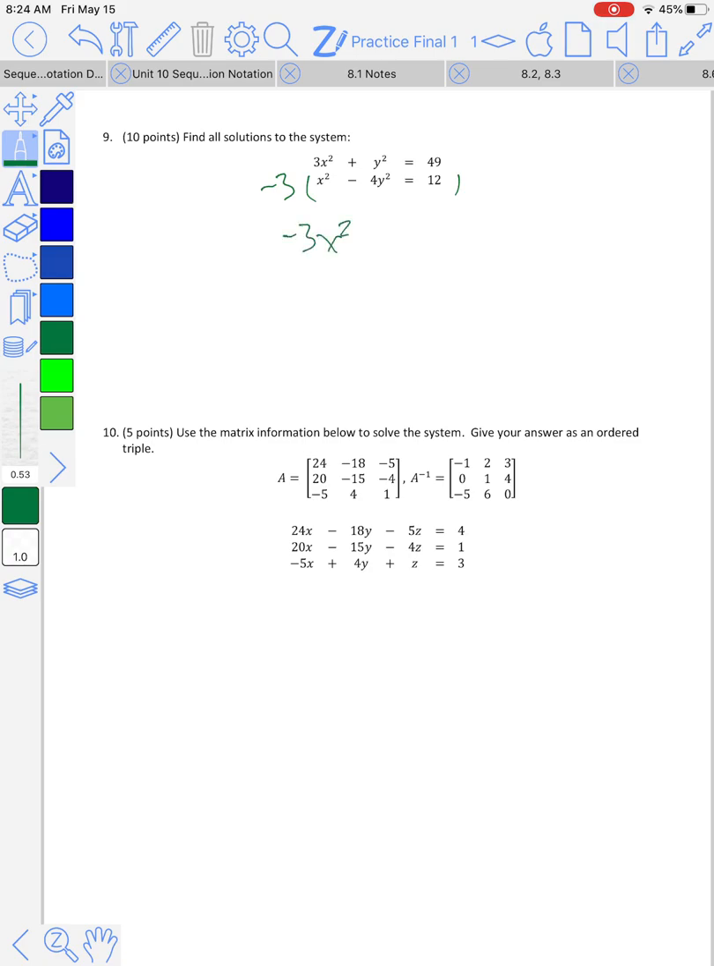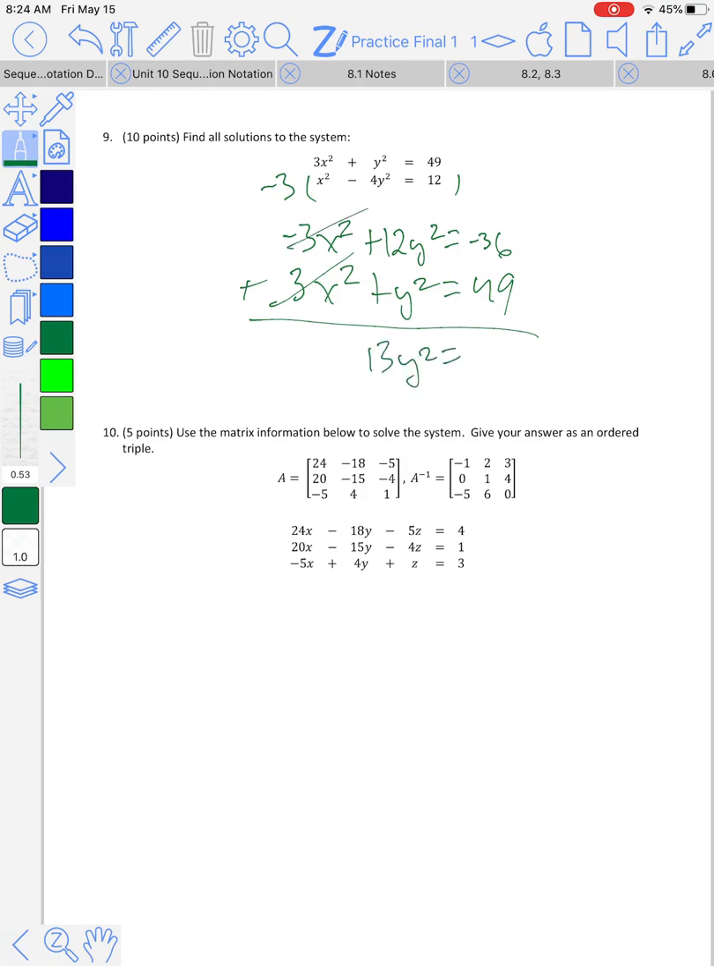which is -3x squared plus 12y squared equals -36. And then we have the 3x squared plus y squared equals 49 from the top. Add those up. These cancel. This gives me 13y squared equals 49 minus 36, which happens to be 13. Divide by 13. I get y squared equals 1.